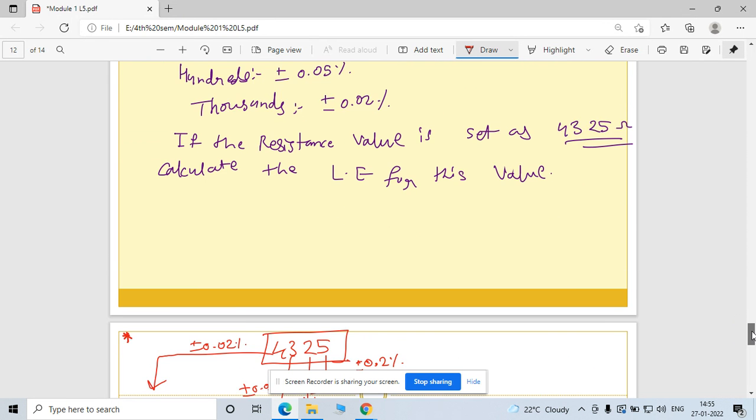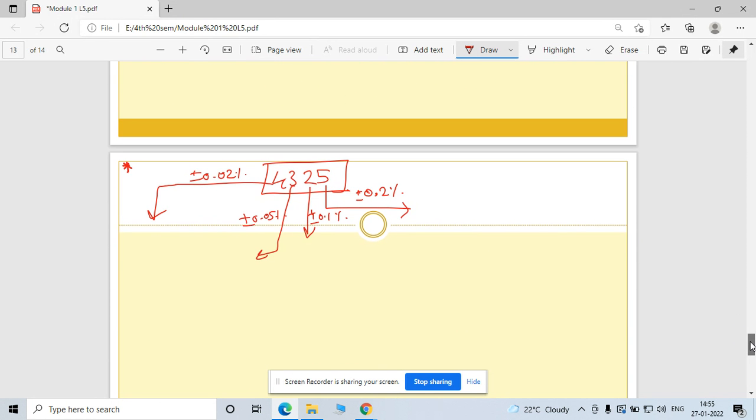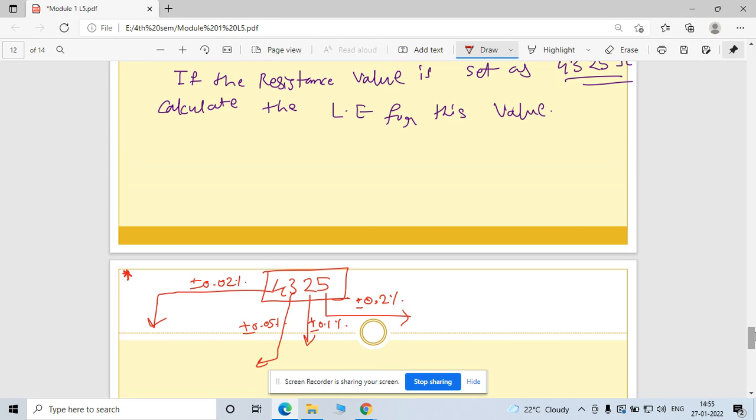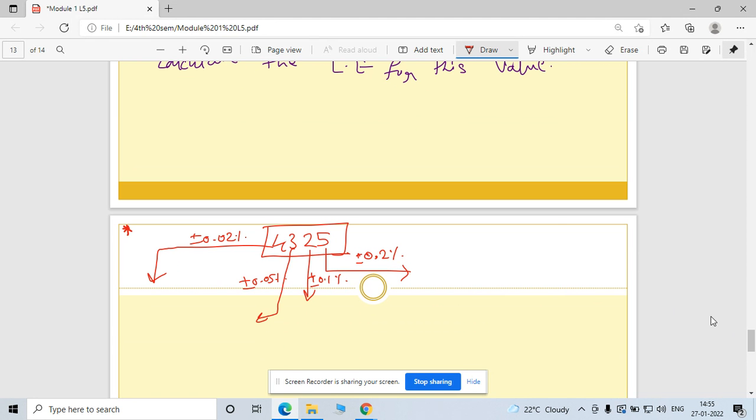So this much percentage error is given to you, right? percentage error आपको दिया हुआ है. If I want to calculate the absolute error, then in the same way, this is 1000, this is the 1000 reading.